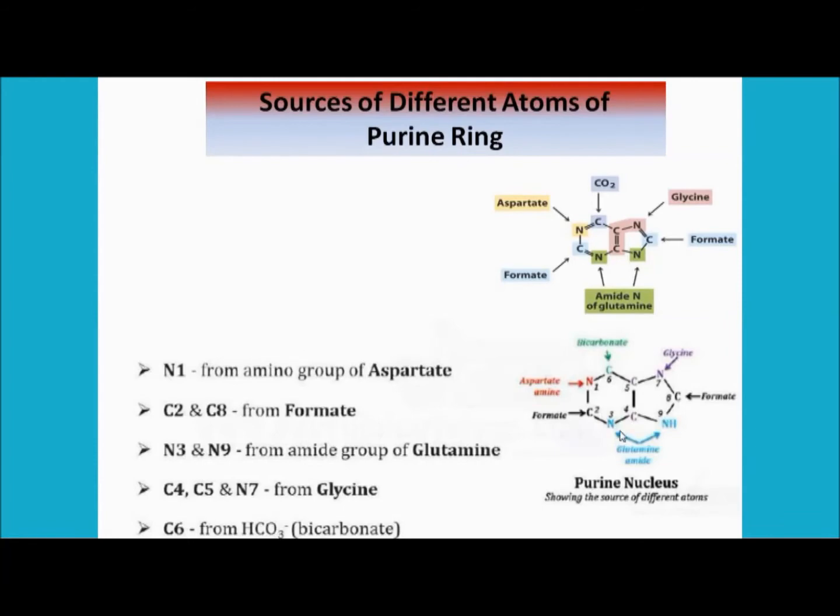Then the N3 and the N9 here, it is coming from the amide group of the glutamine, as well as the C4, C5 and the N7 come from the glycine, and the C6 comes from the bicarbonate. So this is how it forms. You can see this structure for the basic learning, right?